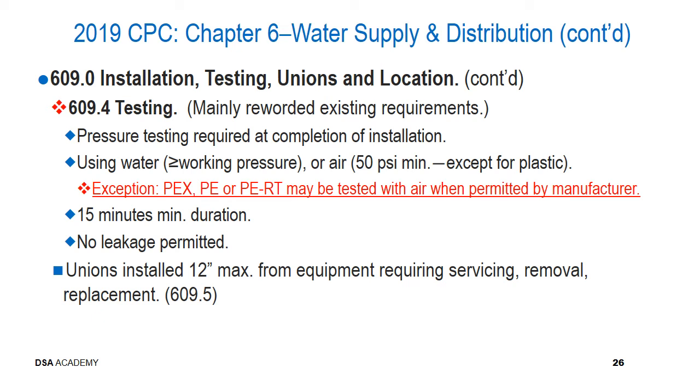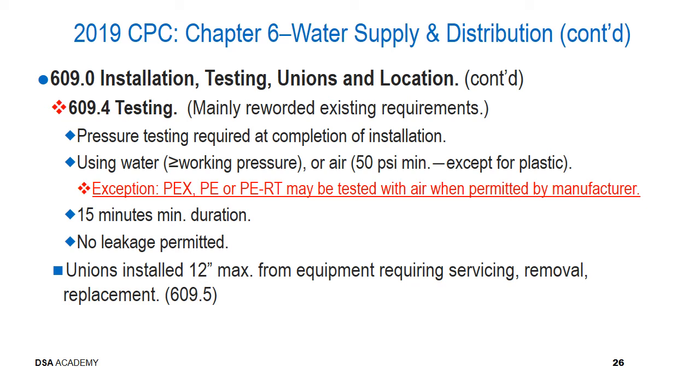The reasons are there's a potential for explosions, and it might be helpful to go ahead and check some YouTube videos. There's YouTube videos which show these catastrophic explosive events when air is used on plastic piping. There is an exception to this use of air on plastic piping, and that's for PEX, polyethylene tubing, or the PERT piping that is sometimes used.